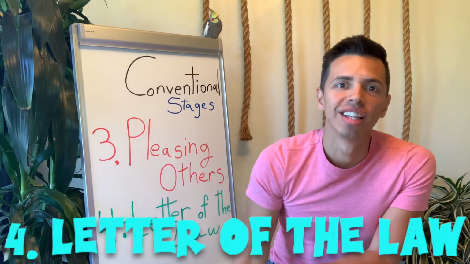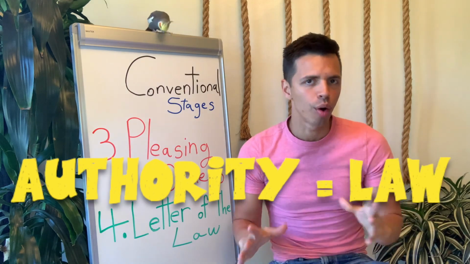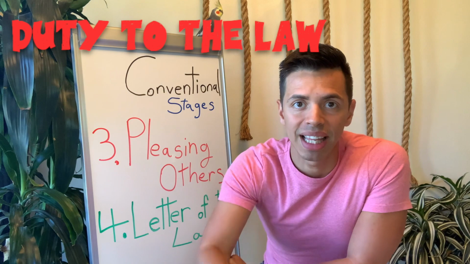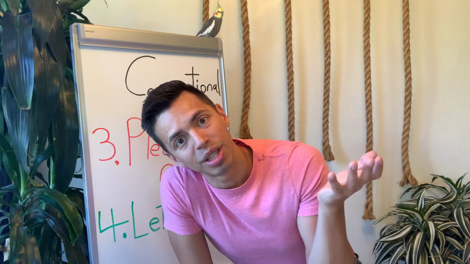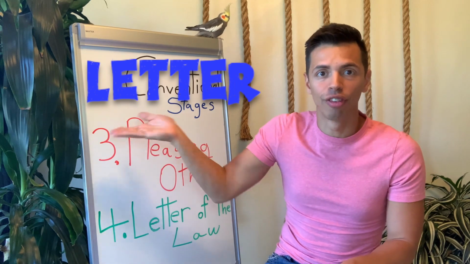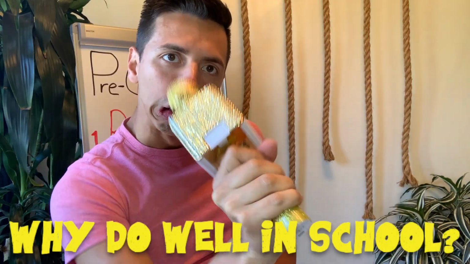The fourth stage is the letter of the law stage. In this stage, people have evolved to recognize a higher authority, a law, but they are bound to following the law exactly as it is written or stated. That's why it's called the letter of the law, because they follow the letter of the law as it is written. Let's look at an example. Why should you do well in school?